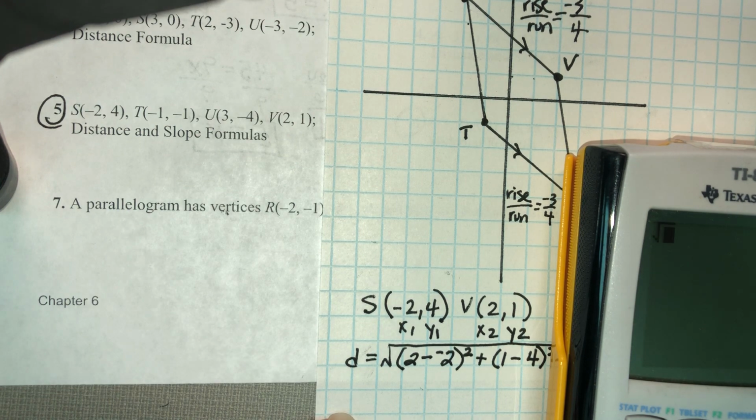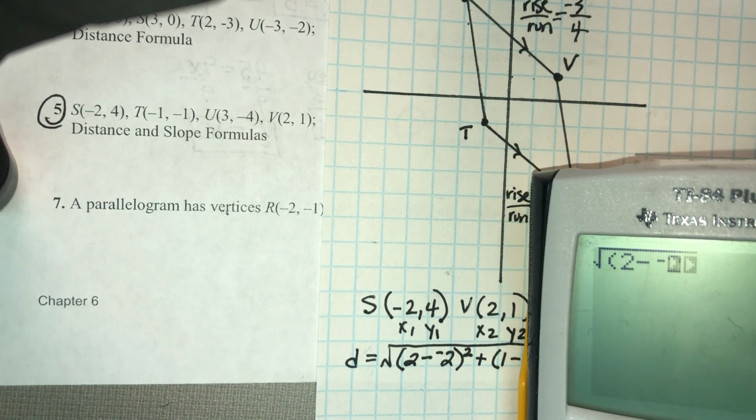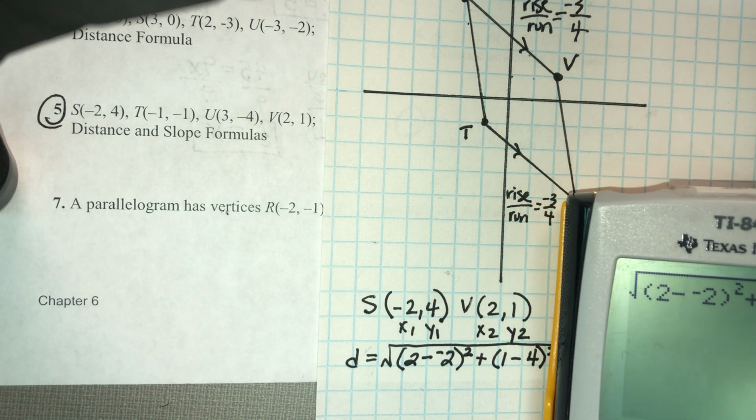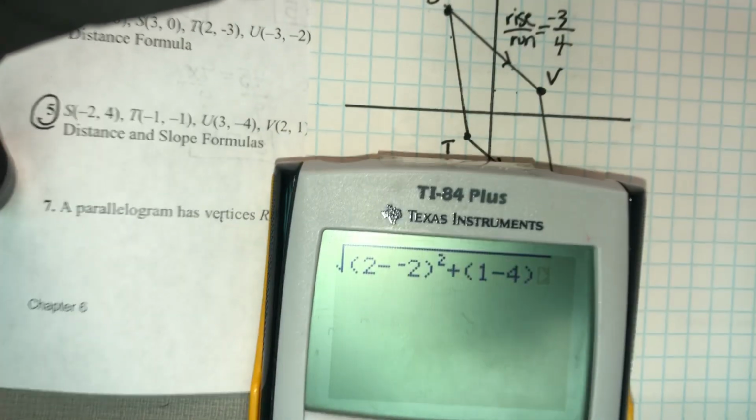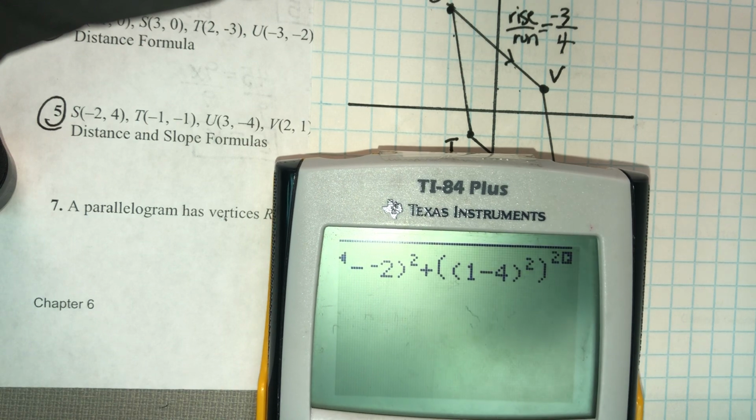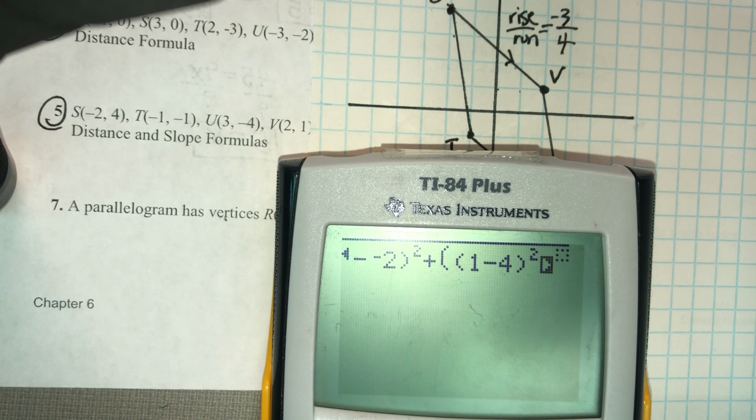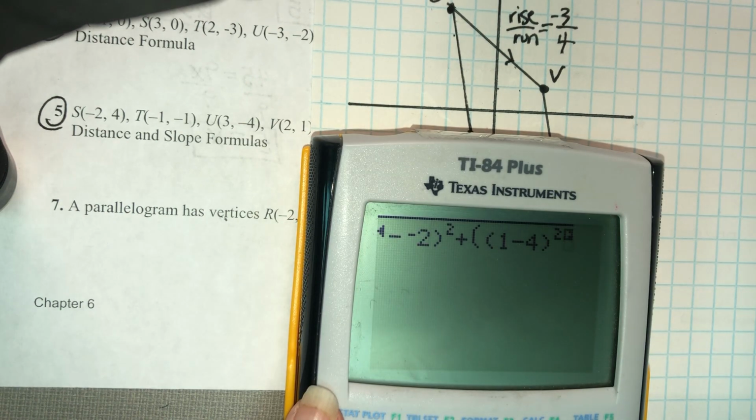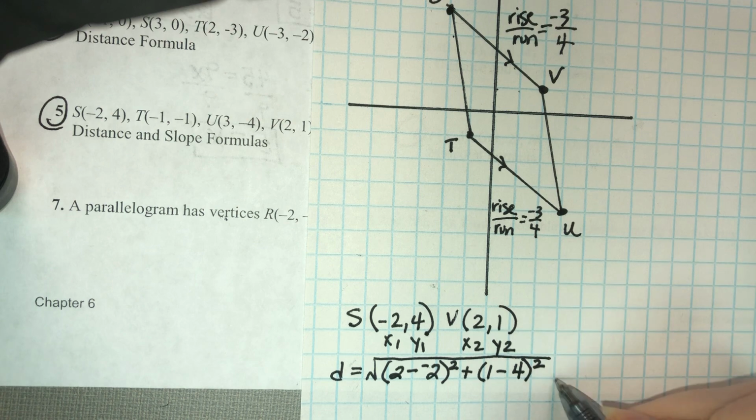So second and the square root, parentheses, 2 minus negative 2, close parentheses, squared, plus 1 minus 4, close parentheses, squared. Oops, not squared twice. Delete this mess that I accidentally hit. There's still an extra parenthesis on here. Okay, enter. That is equal to 5. And that was a nice number.